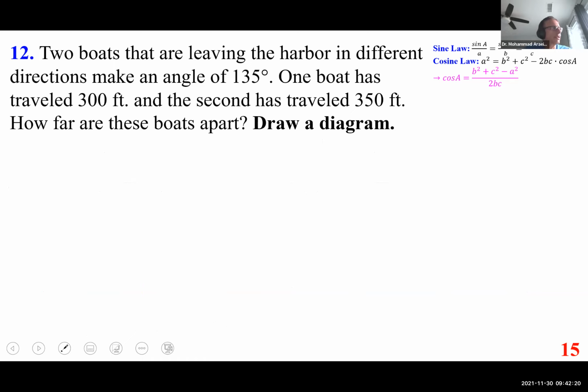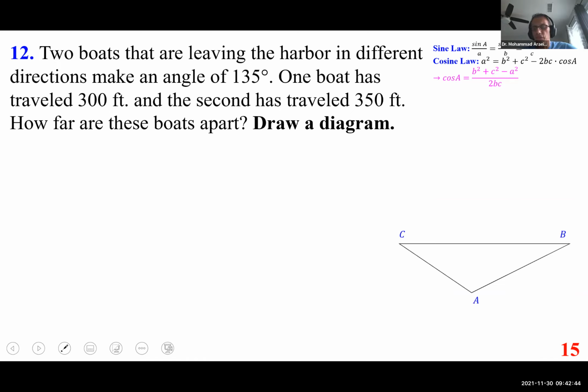Could you please read this? Two boats that are leaving the harbor in different directions make an angle of 135 degrees. One boat has traveled 300 feet and the second has traveled 350 feet. How far are those boats apart? Draw a diagram. Again, the key is drawing a diagram to understand what happens. So take a look.